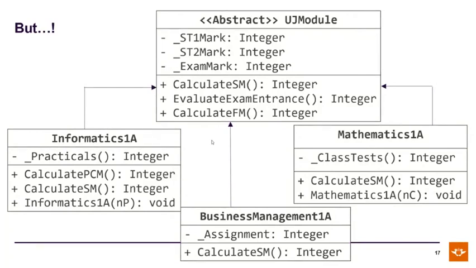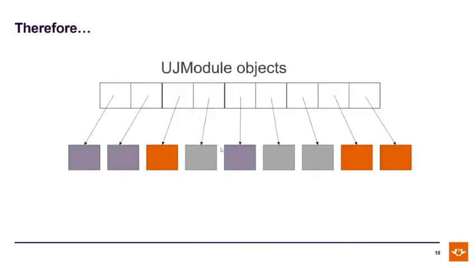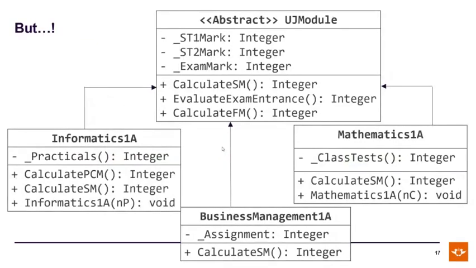So I want to find out from you now if you can see this. You can upcast into an array of type UJ module. Once I go into type UJ module, can I use practicals again? Can I input the practicals after upcasting them? Can I input class tests after upcasting Mathematics 1A to UJ module? And can I upcast Business Management 1A and access assignments after upcasting them?